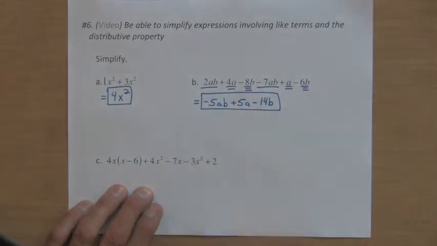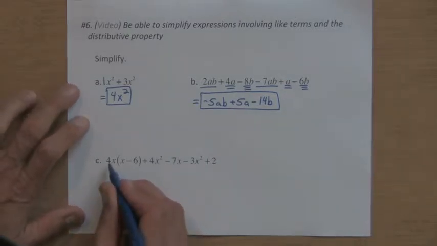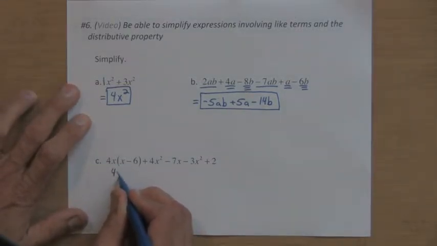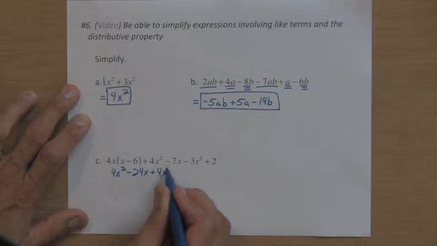And then last one, there's some distributive property. So what's in parentheses isn't really x minus 6. It's really worth more because it's multiplied by 4x on the outside. So 4x times x is 4x squared, minus 4x times 6 is 24x. And I'll recopy the rest of the problem.